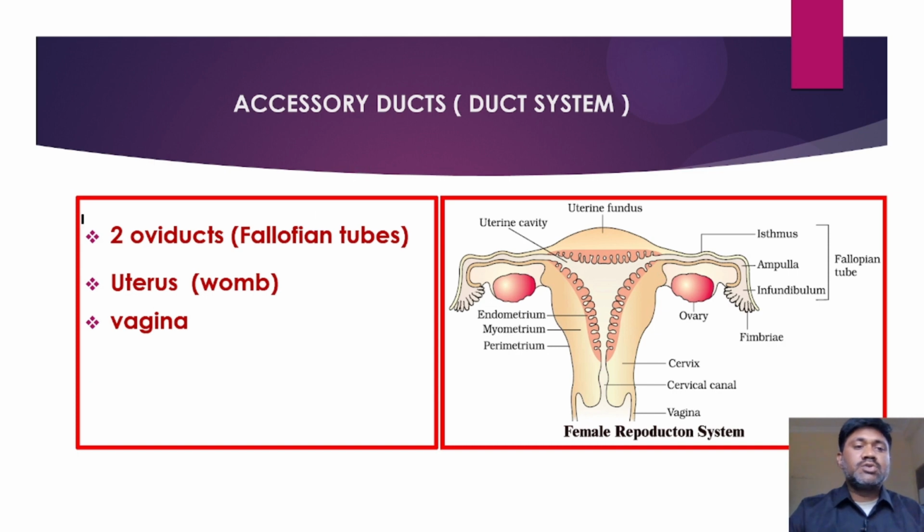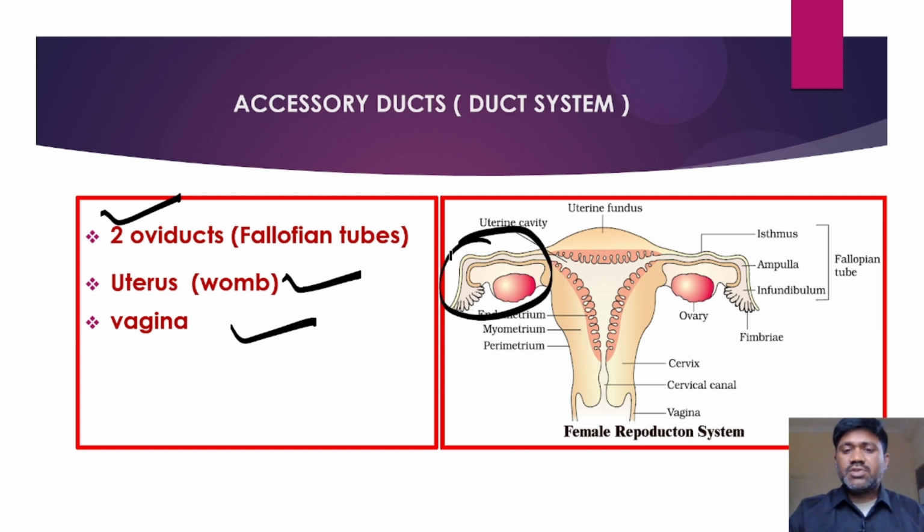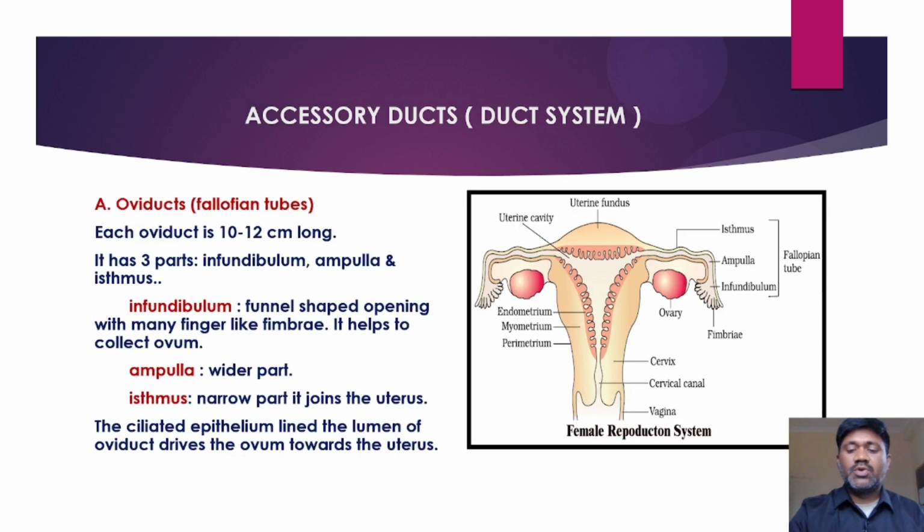Right. Now let us see the accessory ducts. Two oviducts or fallopian tubes are there, as well as the uterus and the vagina. So these are the accessory ducts. These are the oviducts or the fallopian tubes. So this is the oviduct or fallopian tube. Okay, and this is the uterus region, and this is the vaginal part.